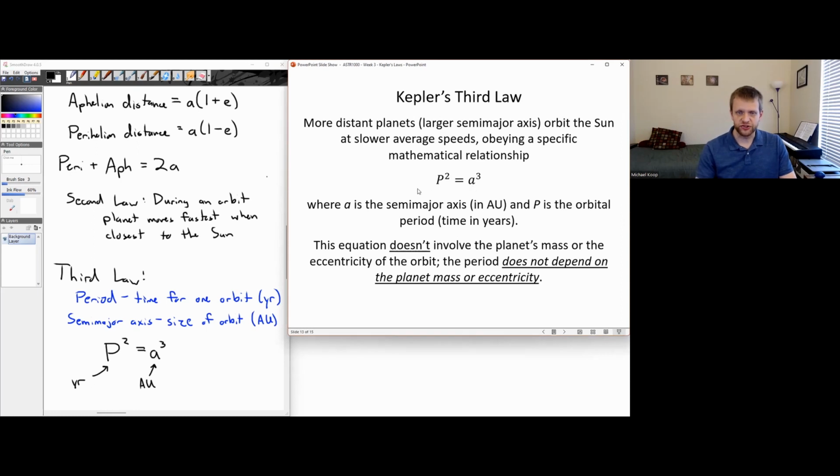There's a couple other interesting things about this equation. Again, we're assuming that this equation is for planets going around our sun. We're going to talk about this more in the next session when we talk about gravity.